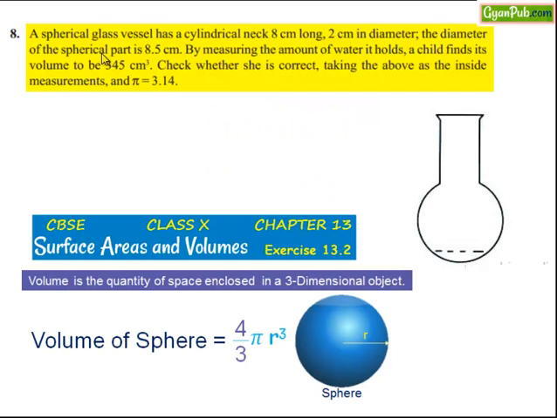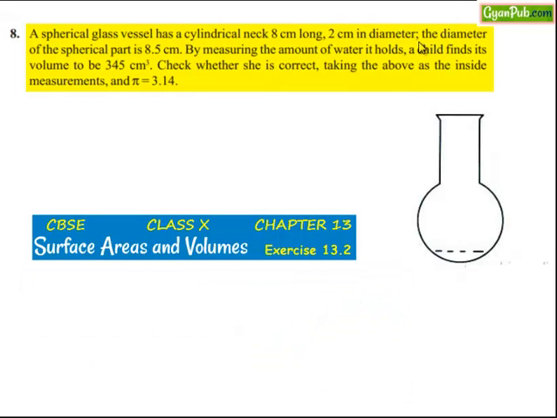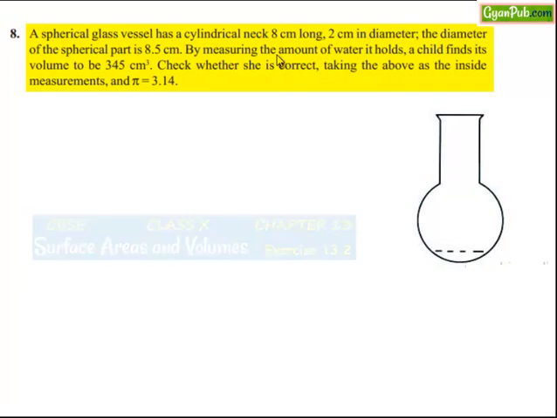Now coming to the 8th question. A spherical glass vessel has a cylindrical neck 8 cm long and 2 cm in diameter. The diameter of the spherical part is 8.5 cm. By measuring the amount of water it holds, a child finds the volume to be 345 cm cube. Check whether she is correct, taking the above as inside measurements and pi is equal to 3.14.